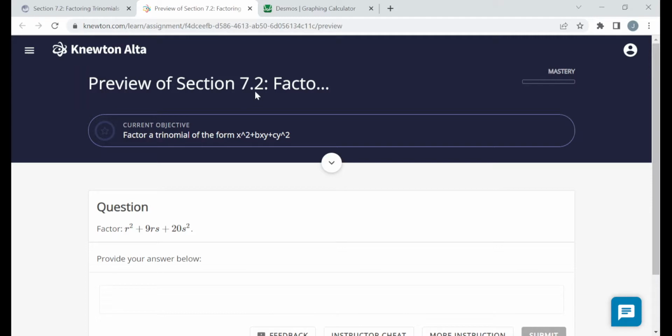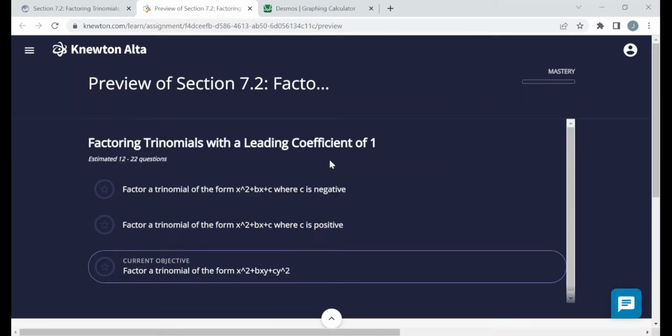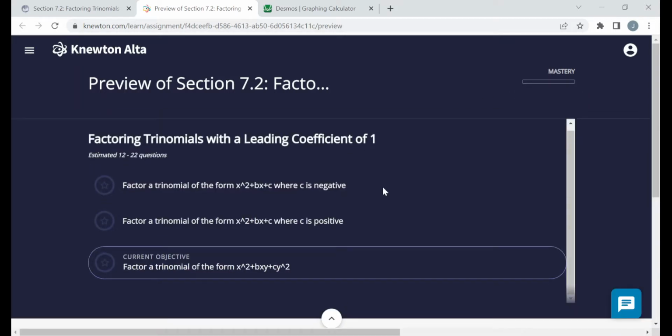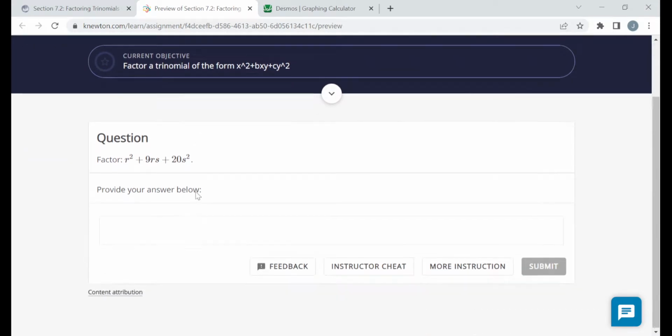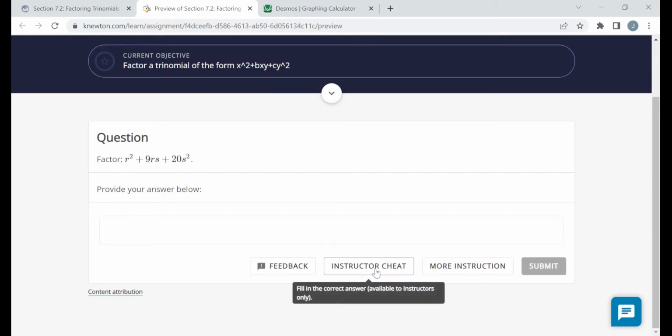Alright, so on the assignment page you should be seeing the title, the mastery bar telling you how far along you've gotten, and the objectives. Looks like there are 3 objectives here. Under the current objective there should be a question related to that objective, and at the bottom of every question you should see a feedback button where you can send feedback to Knewton if you wish. You will not have this instructor cheat button. This is for instructors only.